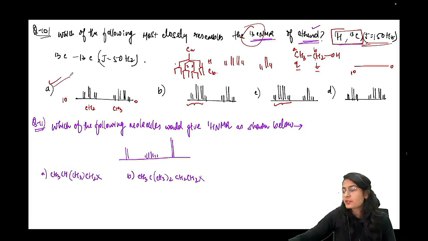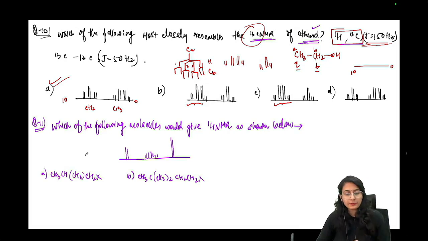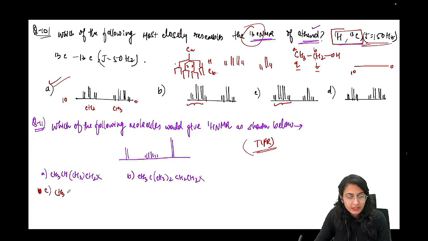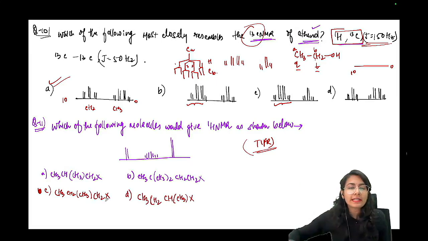So answer is option number A. Right, correct. A is the correct answer. Got it? Okay, next question we are going to do. This is a TIFR question. Now B, C we are going to write over here. CH3, CH2. All right, A is correct.